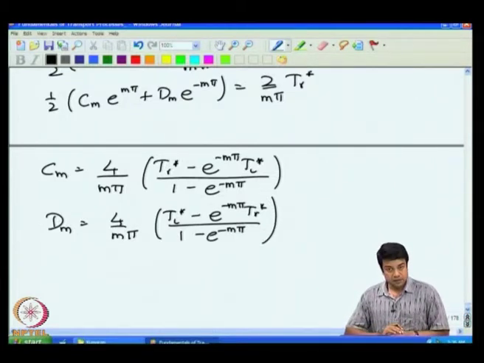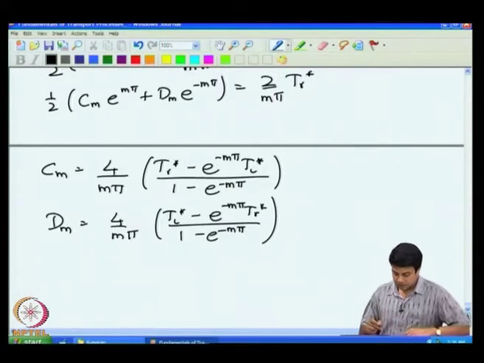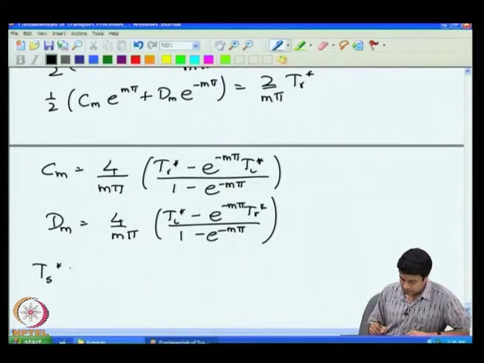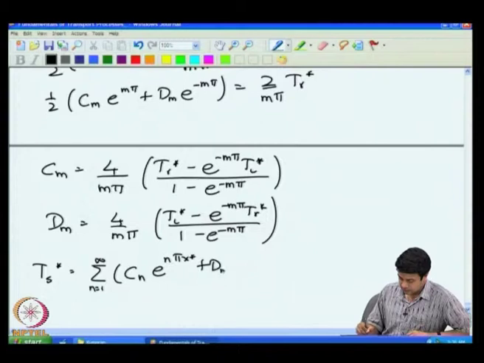So, with these we get the final solution of the steady equation, T s is equal to summation of n is equal to 1 to infinity of C n e power n pi x plus D n e power minus n pi x sin n pi y.